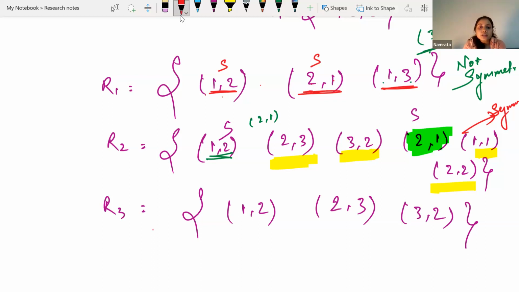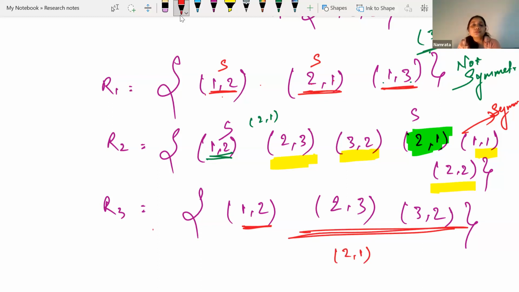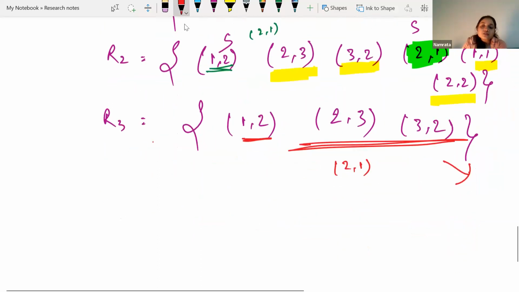Next one, R3, the third example. Here (1, 2) is there, then (2, 1) also has to be there, which I can't see over here. Then I don't need to go ahead and check again. Here only we can declare it's not symmetric.